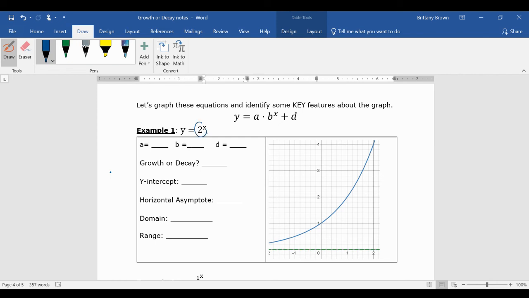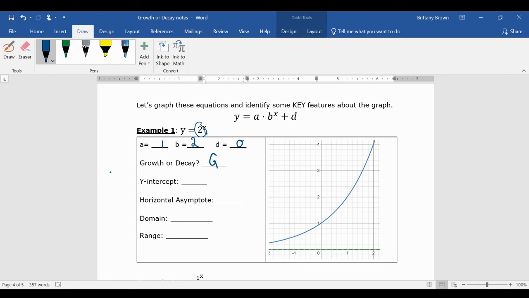All right, so here is an example of a growth equation. Remember, your b value is larger than 1, so we are dealing with some growth. All right, so the b is 2. Now what about a? This number that's out in front there, what could we have multiplied by 2 to the x that wouldn't change anything? 1. And then for a d value, there is not 1 because there is nothing added to this equation. We already decided it's growth.